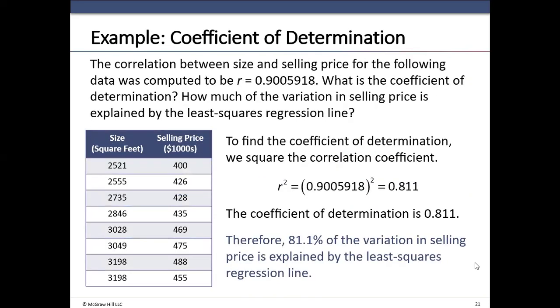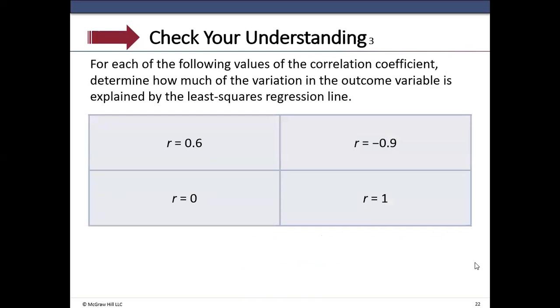So here is the data we have. We do stat, calc for the least square regression line, with L1, L2, and we calculate and get an r square value of 0.811. What does it mean? 81.1% of the variation in y, which is the selling price, is explained by the least square regression line. For each of the following values of the correlation coefficient, determine how much of the variation in the outcome variable is explained by the least square regression line.